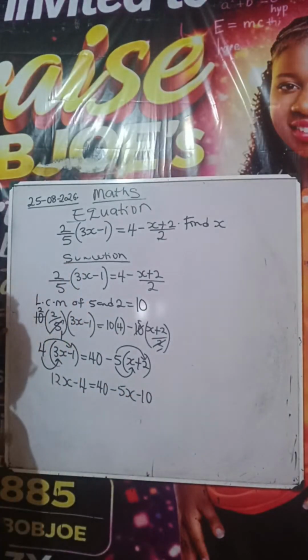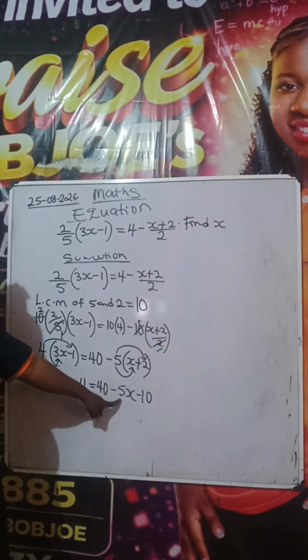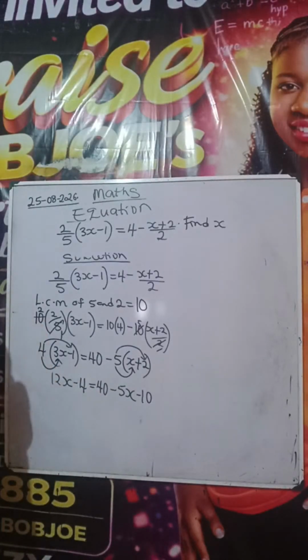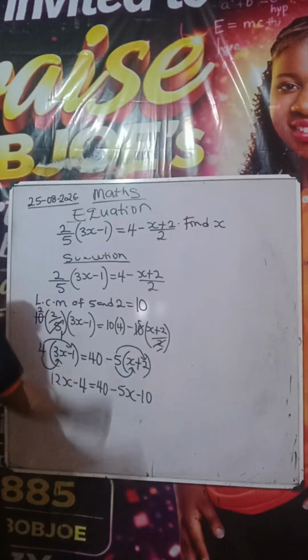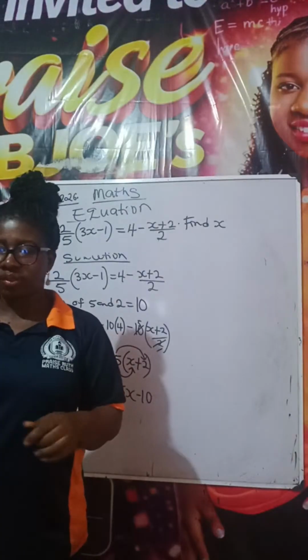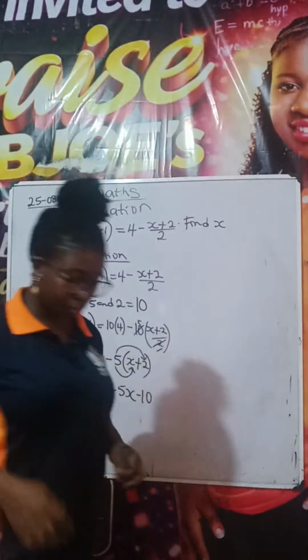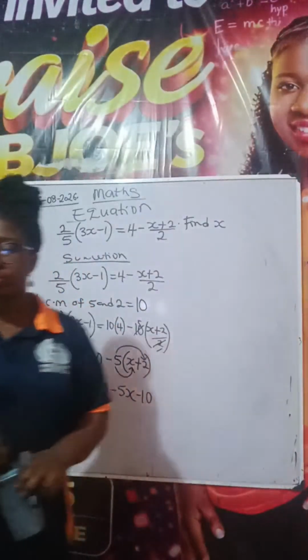Now, at this point, look at it. Wow. So this is what we have. X is here. X is here. Then we have 40 and this. All right. Now, what do we do? So we need to do something. What do we do if you are following us? Unless you are not following us. So what are we going to do?